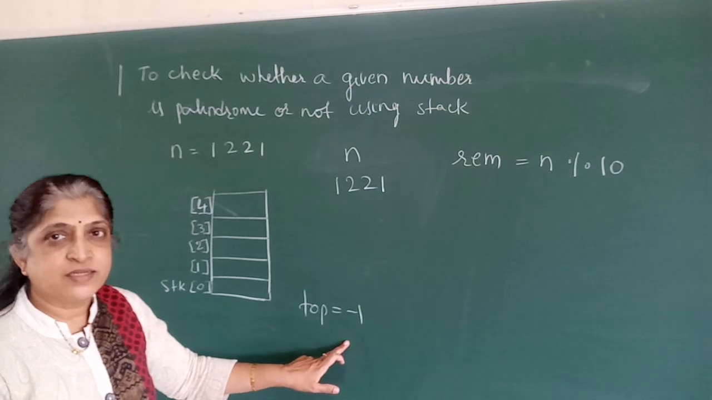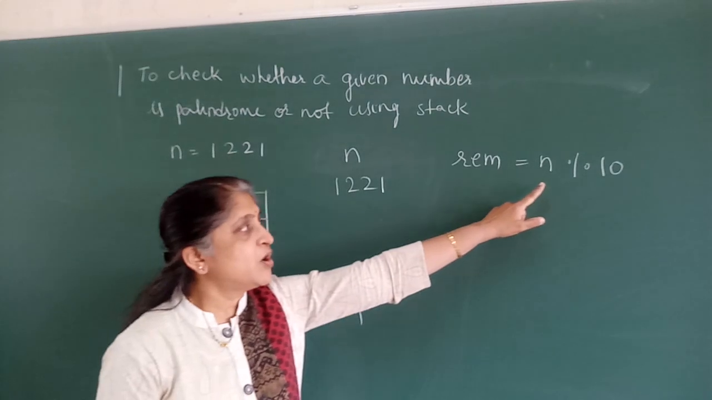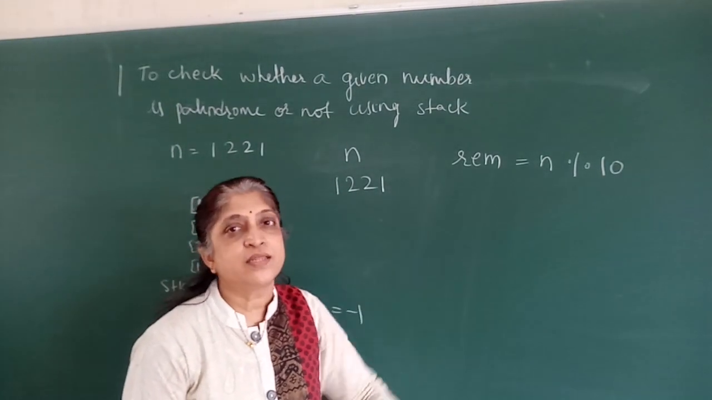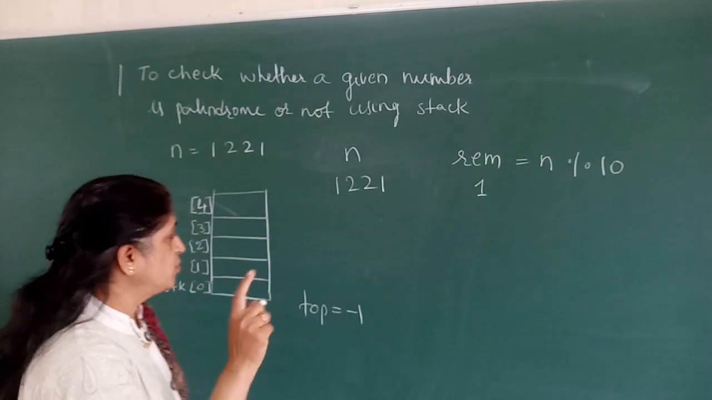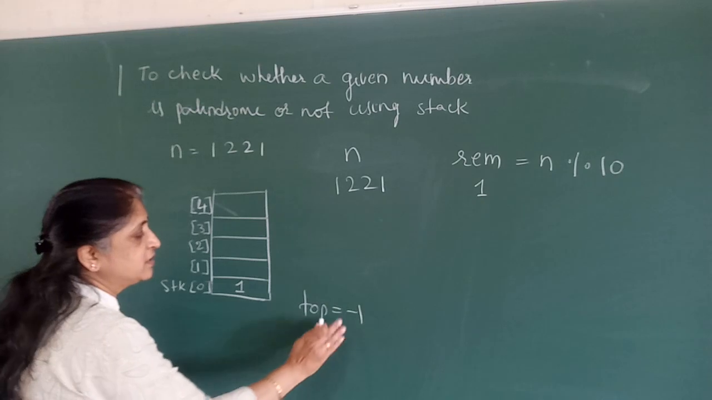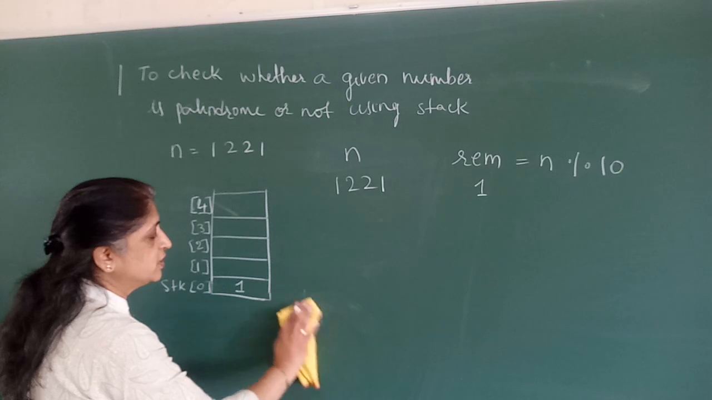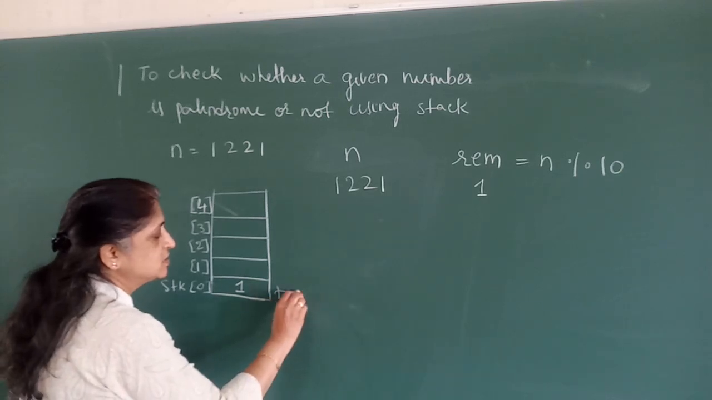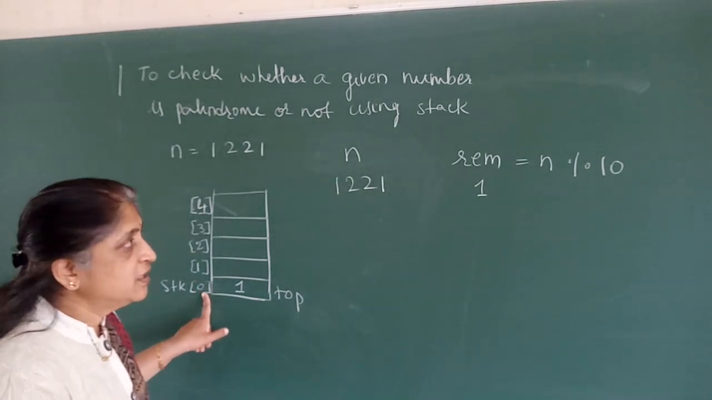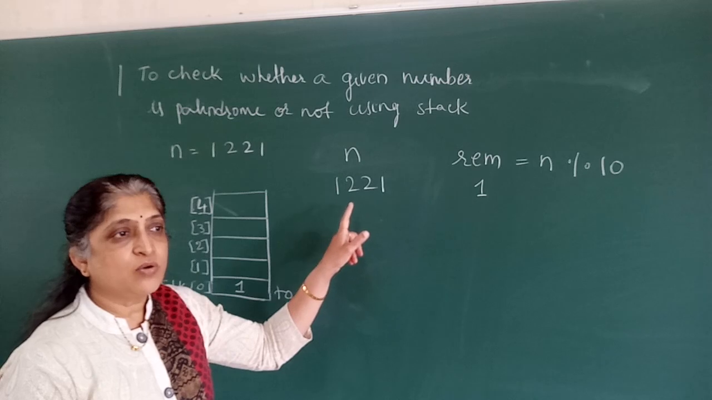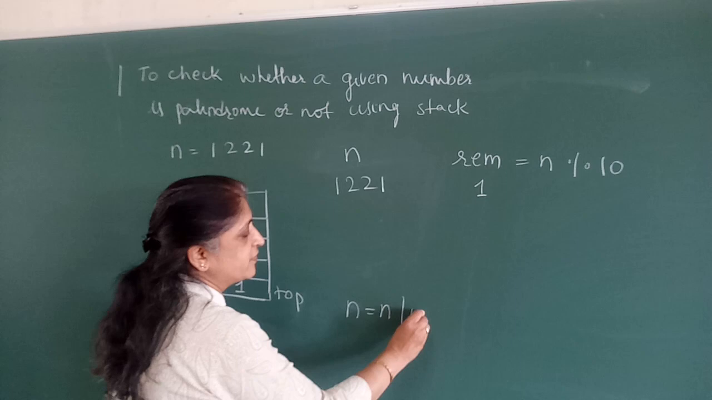So top is -1, 1221 is my number, I perform mod of n with 10. The remainder of this will be 1. I push 1 to the stack. Then top becomes 0. So when I push this, top will be holding the index 0. Then I perform n is equal to n divided by 10.